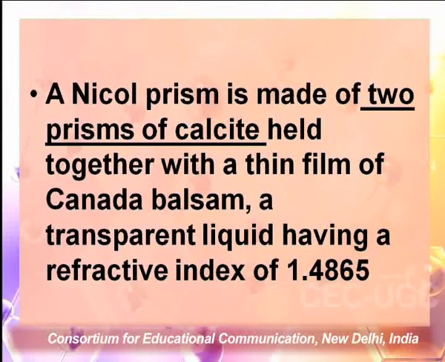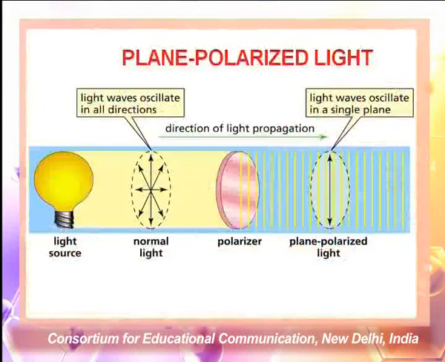So what is a Nicol prism? A Nicol prism is made up of two prisms of calcite, that is calcium carbonate, held together with a thin film of Canada balsam, which is a transparent liquid having a refractive index of 1.4865. So here I have shown how we are going to get a plane polarized light.